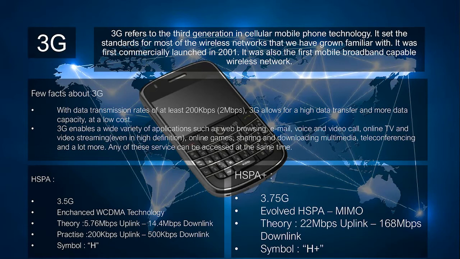3G enables a wide variety of applications such as web browsing, email, voice and video calls, online TV and video streaming, even in high definition, online games, sharing and downloading multimedia, teleconferencing and a lot more. Any of these services can be accessed at the same time. In 1998, 3G was pre-commercially launched in Japan by NTT Docomo for testing purposes and branded as FOMA. Until 2001, 3G technology was not released for commercial use due to unreliability.